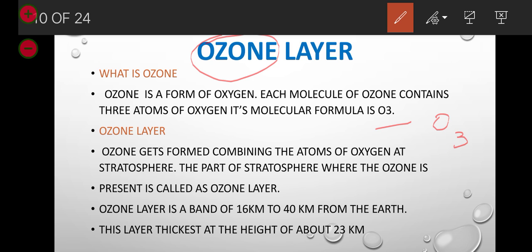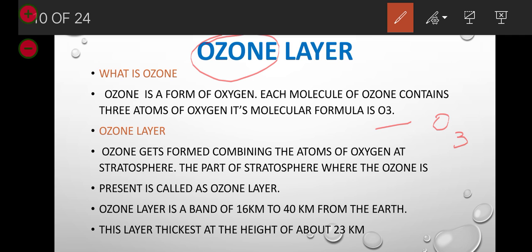Ozone is a form of oxygen. You know oxygen is O2, but this is O3. Each molecule of ozone contains 3 atoms. That is O3; the 3 tells that 3 atoms are there in the molecule. Its formula is O3. Then what is the ozone layer?